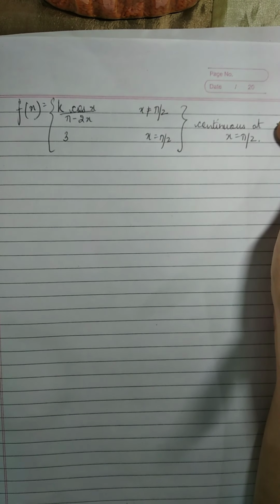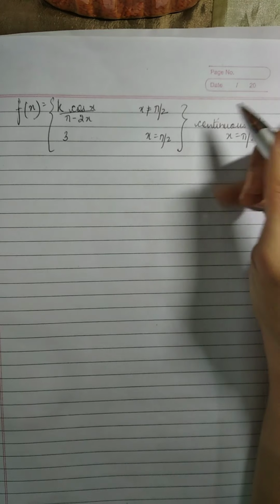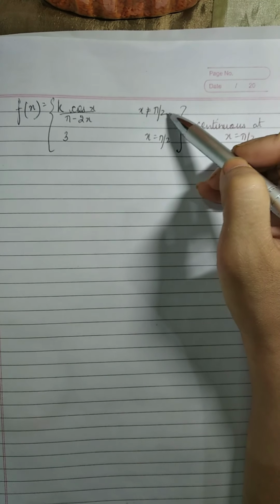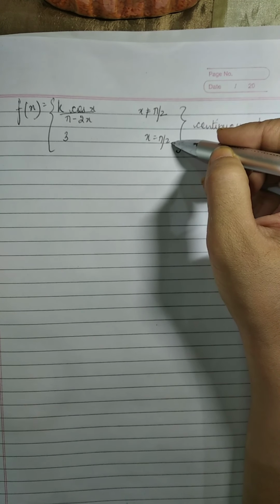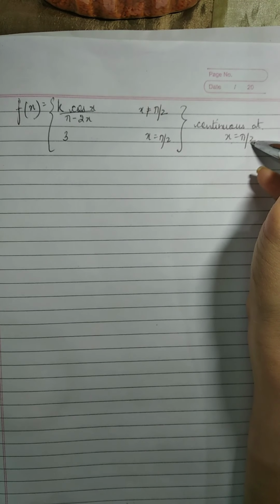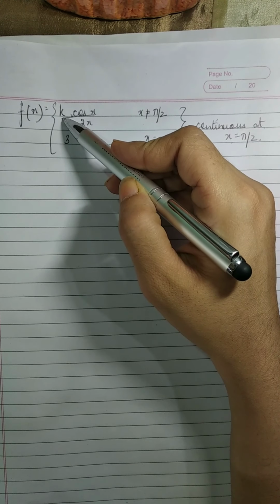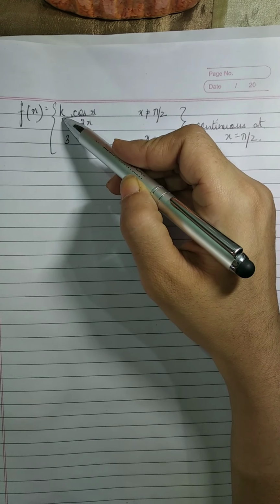Today we are going to discuss question number 26 of exercise 5.1, where a function has been given as k cos x upon pi minus 2x at x not equal to pi by 2, and it is 3 at x equal to pi by 2. We are given that the function is continuous at x equal to pi by 2, hence we have to find out the value of this constant, right? Remember, these questions are important from examination point of view.